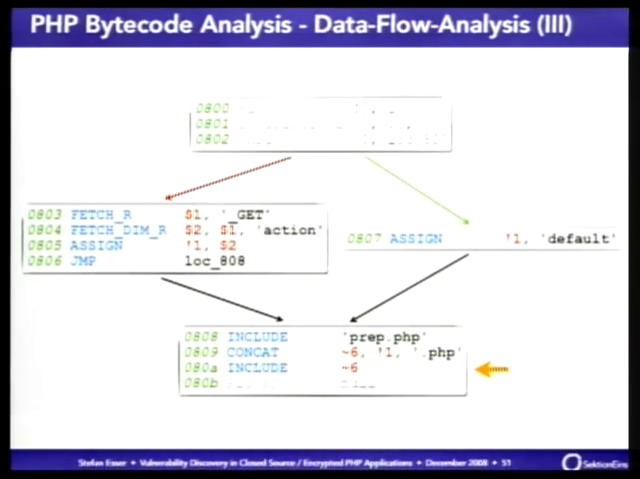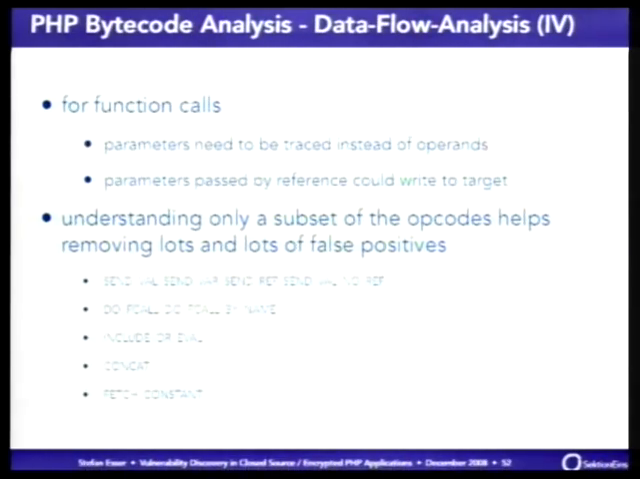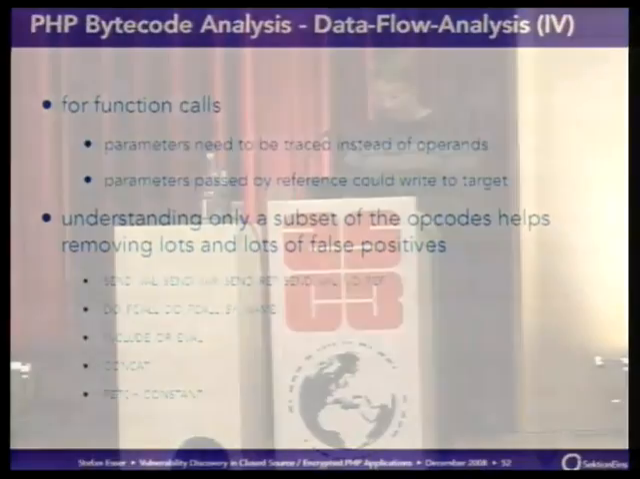Of course, this is a very, very simple example. It gets far more complicated when you have function calls, because then you need to trace all the parameters of the functions and not only the result operand that gets written to. And you also have the problem that when you have function parameters that are passed by reference, those are also possibly write accesses to your variables. So you also need to check if one of the parameters is actually the thing you are searching for.